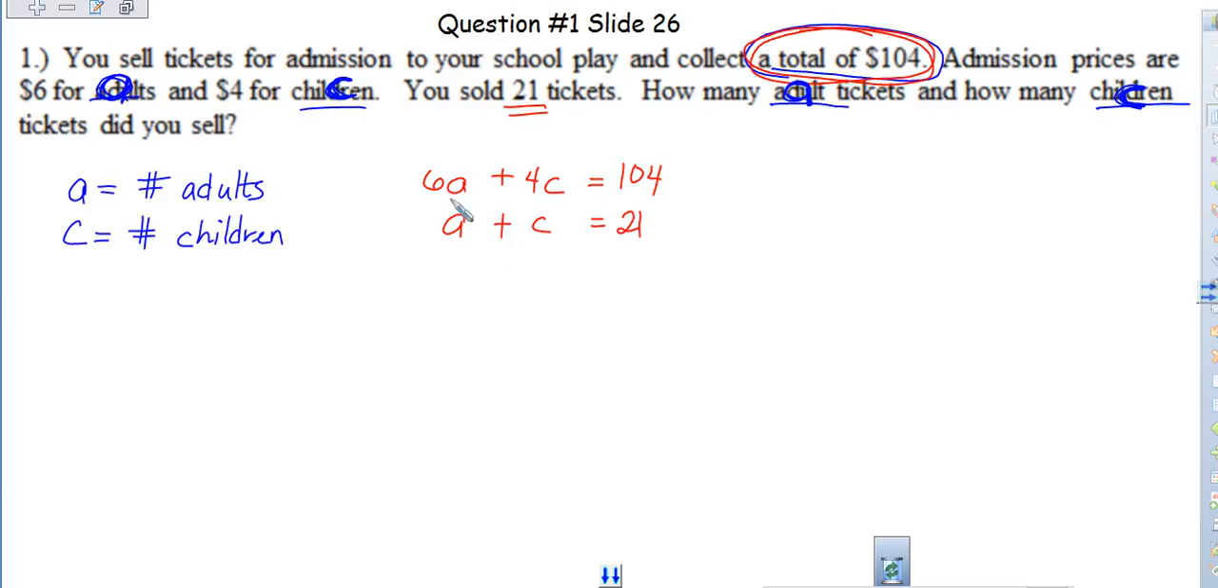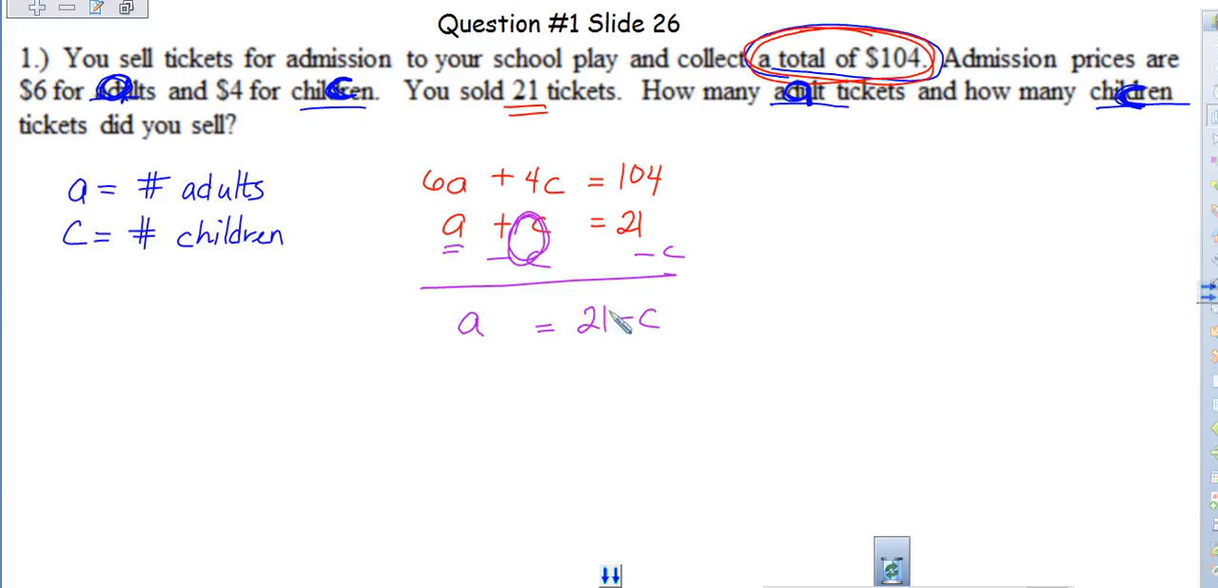So in order to solve by substitution, you need to get it so that one variable is by itself. So I'm going to solve for A, and to do that, I need to subtract C from both sides. Okay? And so then I get A equals, and then the C's will cancel out, and you can just put 21 minus C. So A equals that.